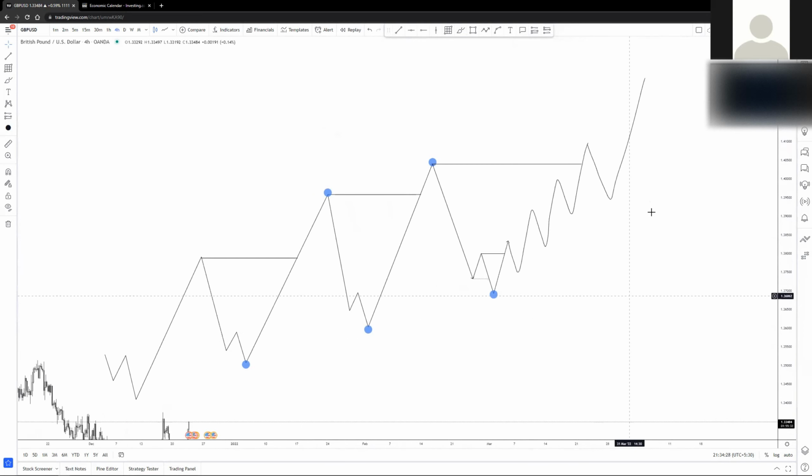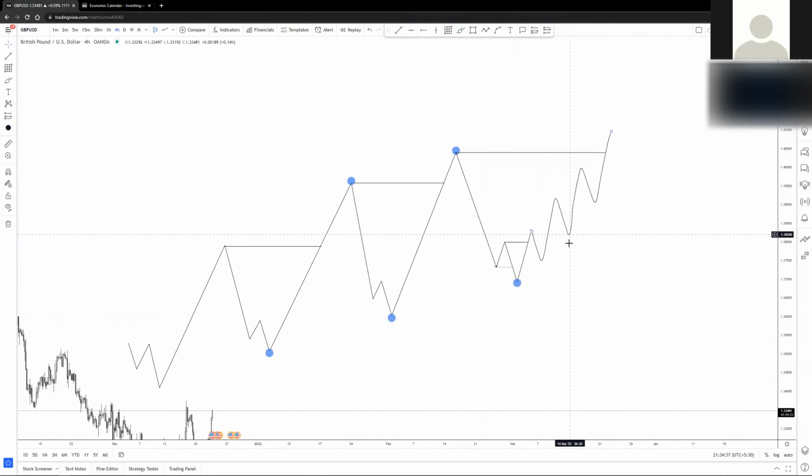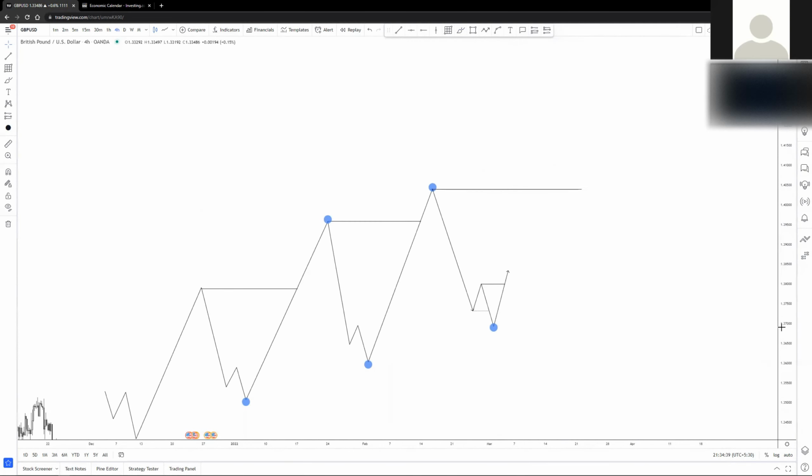So this is how trading ranges are created. This is how you confirm it, like this. It's clear, right? I hope it's clear. Okay, and then let's assume something like this happened.